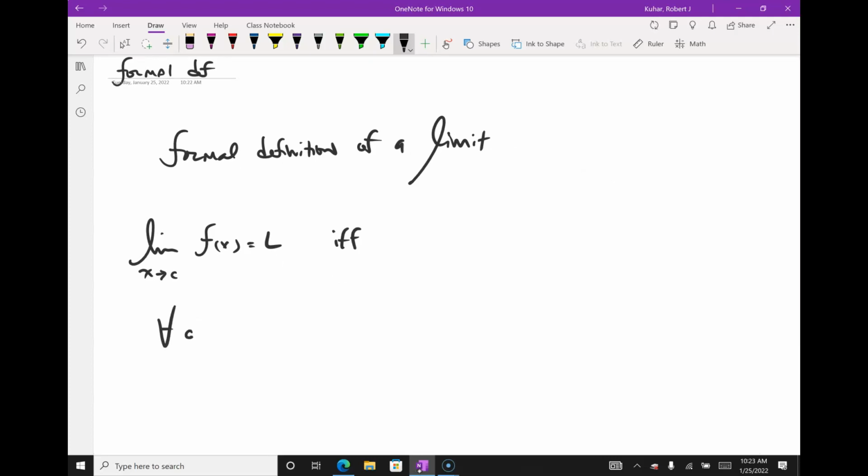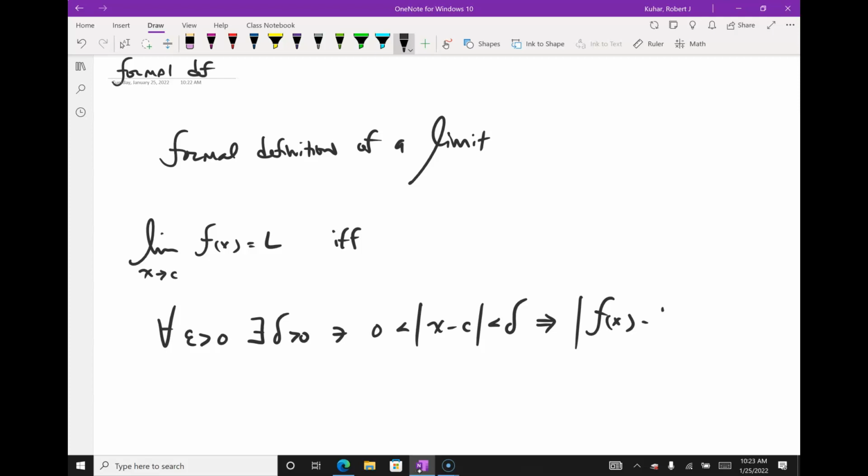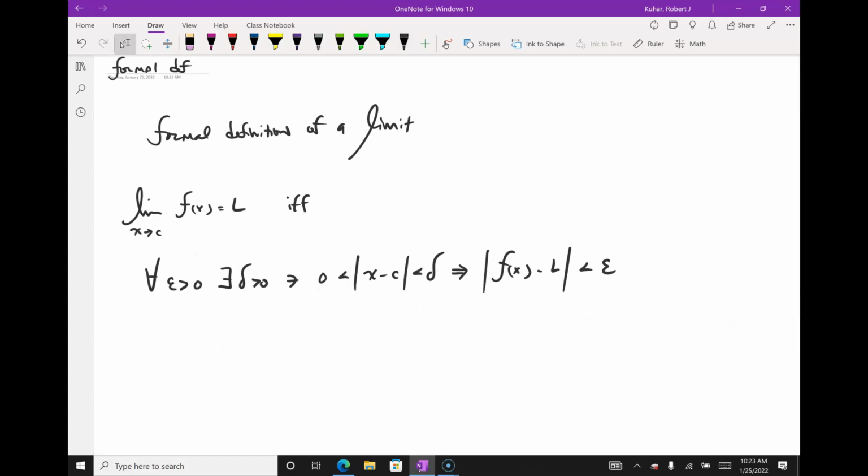For every epsilon greater than 0, there exists a delta greater than 0, such that 0 is less than the absolute value of x minus c is less than delta, implies the absolute value of f of x minus the limit is less than epsilon. I'll say it again. I told you, don't get scared.